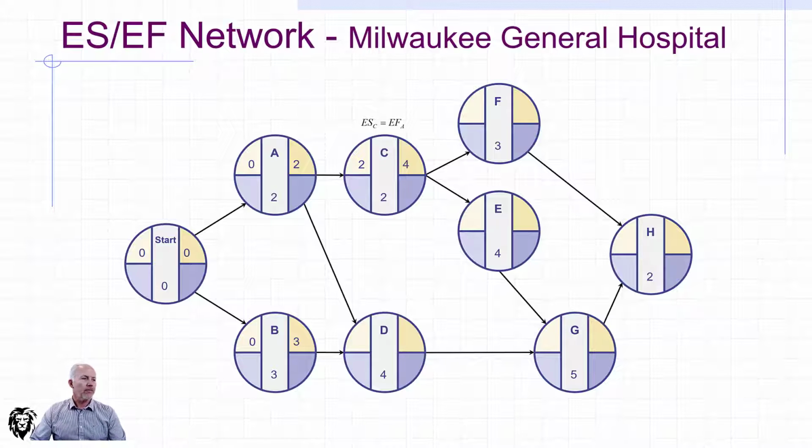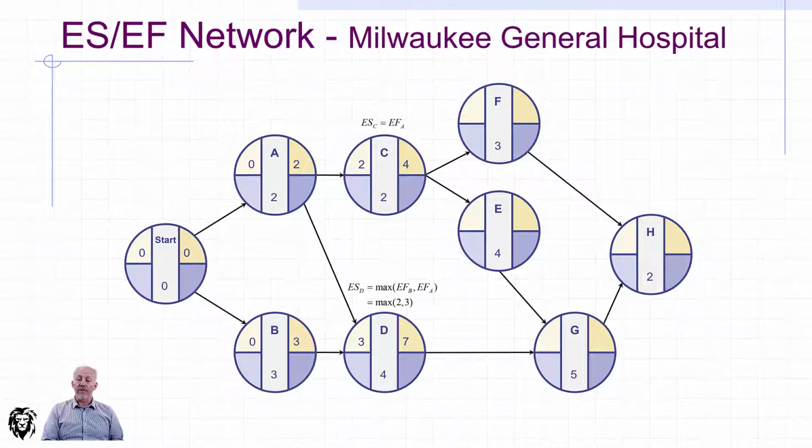And so if we get to C, again, we take the 2 from A. That's the earliest finish of A. There are no other predecessors. So we put in the 2 there, we add its duration to it, and we get an earliest finish of 4.